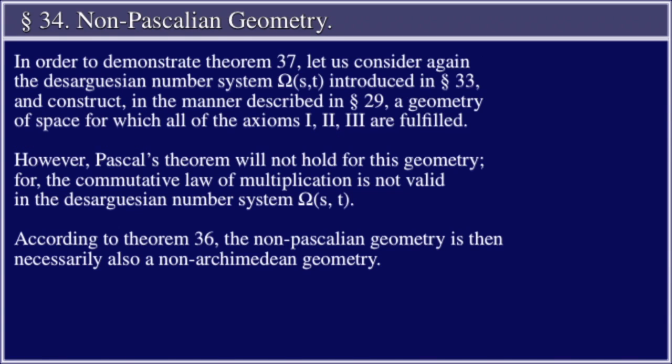In order to demonstrate Theorem 37, let us again consider the Desarguesian number system omega st, introduced in section 33, and construct in a manner described in section 29 a geometry of space for which all of the axioms of groups 1, 2, and 3 are fulfilled. However, Pascal's theorem will not hold for this geometry, for the commutative law of multiplication is not valid in the Desarguesian number system omega st. According to Theorem 36, the non-pascalian geometry is then necessarily also a non-Archimedean geometry.